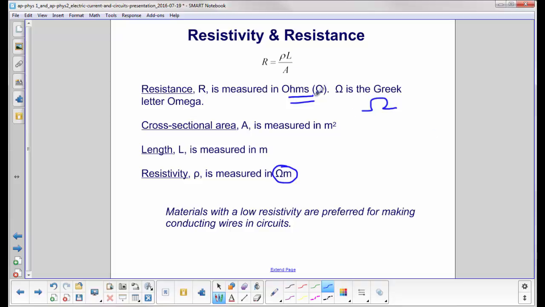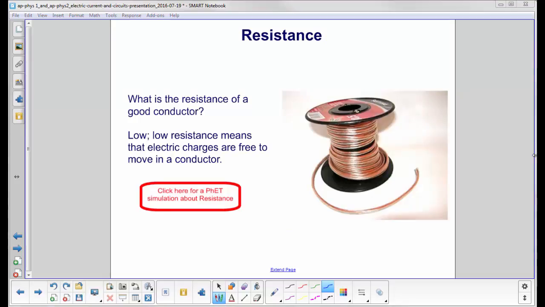Materials with a low resistivity. When you want to choose the material for your wire, you want to choose a material with low resistivity, because you'll be able to get more current flowing through it. What is the resistance of a good conductor? Well, on the previous page we talked about how we wanted to use materials with a low resistivity. And that is so we have a low resistance in the conducting wire. So the answer, we want a low resistance because more electric charges are free to move in a conductor.